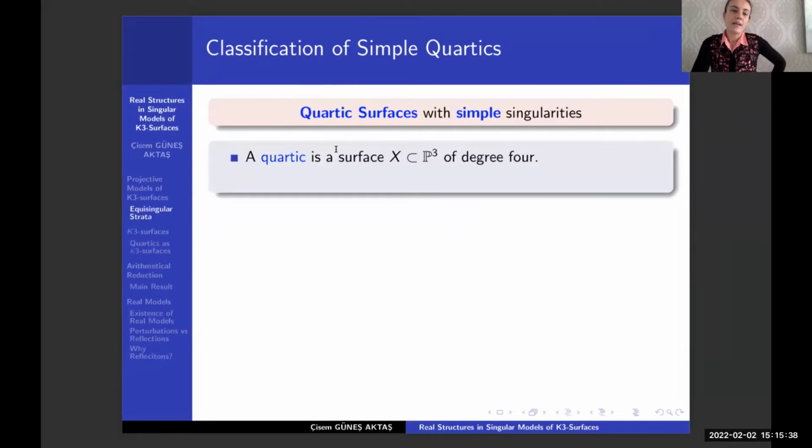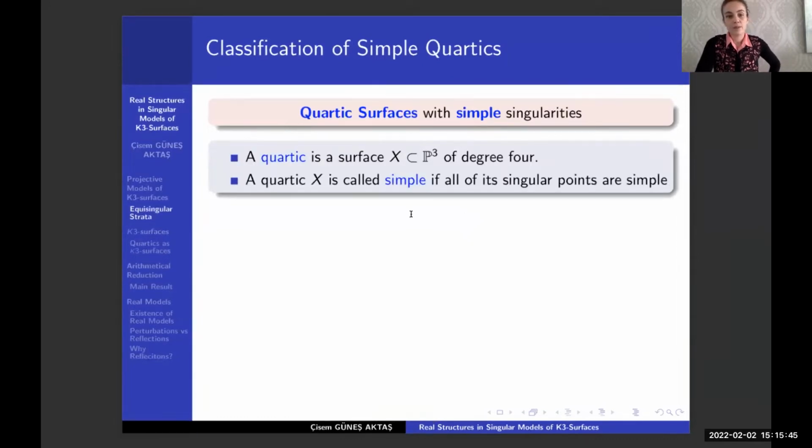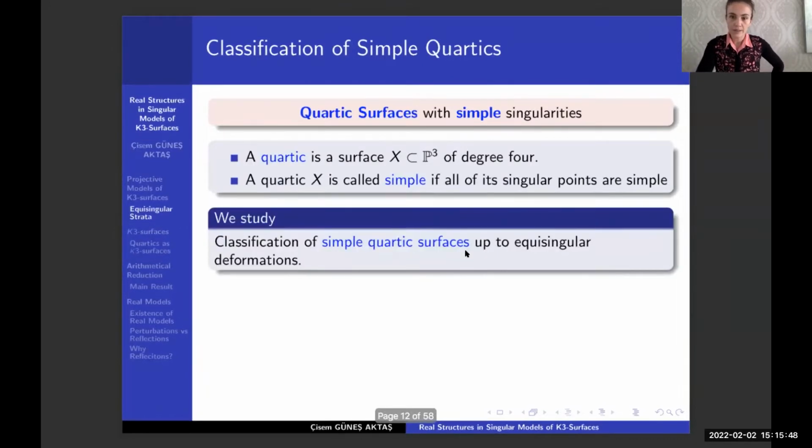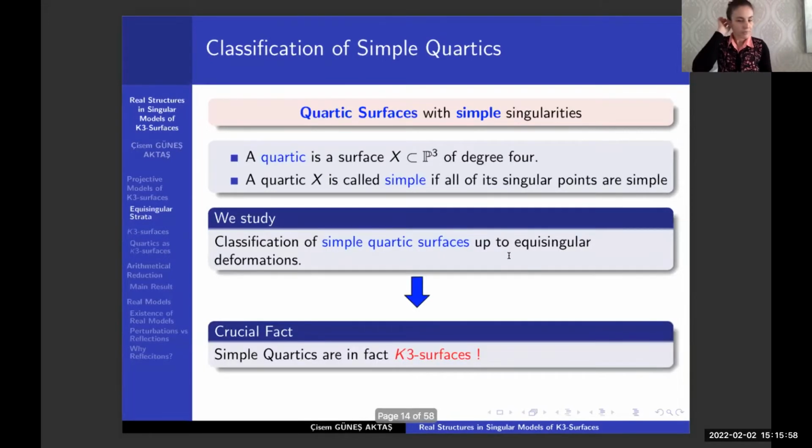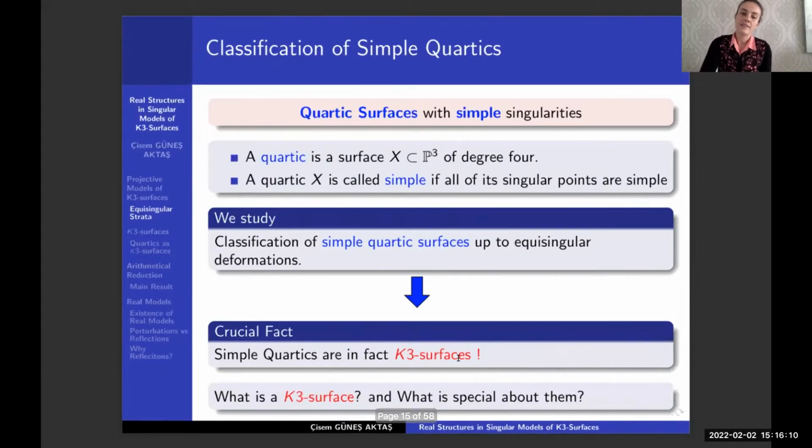What's a quartic? A quartic is a surface of degree 4 in a projective space of dimension 3. And a quartic is called simple if all of its singular points are simple. I gave a classification of simple quartic surfaces up to eco-singular deformations. And a crucial thing that enables us to study this classification problem was the fact that simple quartics are in fact K3 surfaces. So what are they, and what is special about K3 surfaces then?